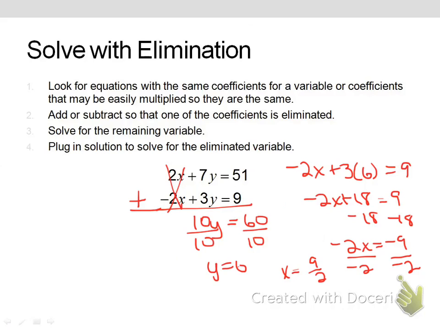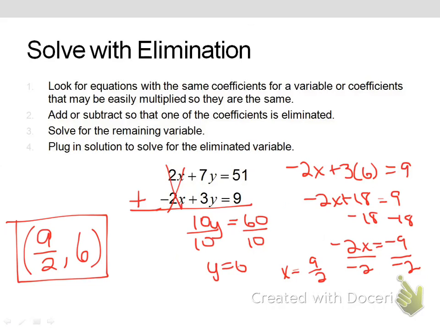Now am I finished? Is that how I should write my answer? How should I write it? As a point, as an ordered pair. So my final answer should look like this. Now, if I were to graph these two lines, where would they intersect? 9 halves and 6. So at x being 9 halves, which is what decimal? 4.5. So at 4.5, 6, that's where my two lines would intersect.